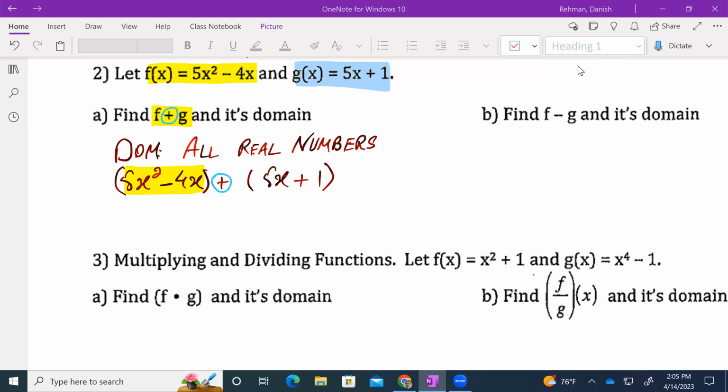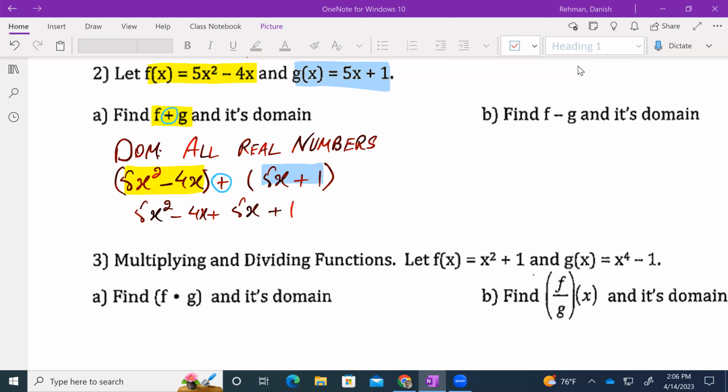Once that's written down over there, 5x plus 1, we can remove the parentheses now. Okay, removing the parentheses, remember, keep an eye, we don't want to miss it. We don't want to make any mistake. So 5x squared minus 4x plus 5x plus 1.